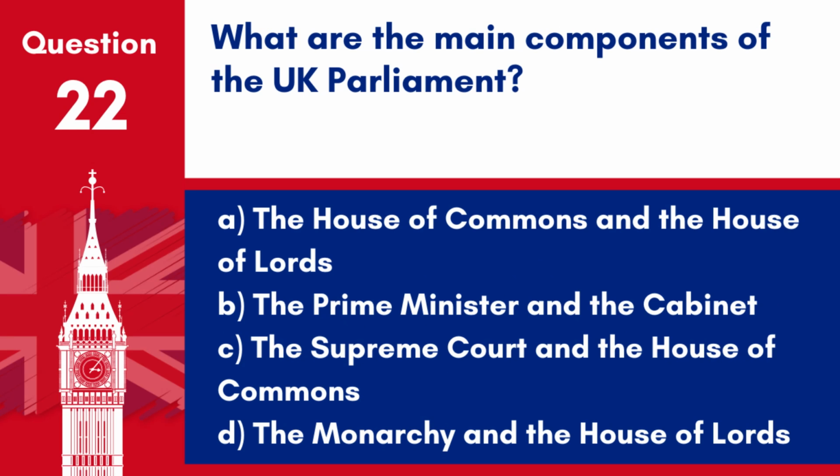Question 22. What are the main components of the UK Parliament? A. The House of Commons and the House of Lords. B. The Prime Minister and the Cabinet. C. The Supreme Court and the House of Commons. D. The Monarchy and the House of Lords. Answer: A. The House of Commons and the House of Lords. These are the two chambers that make up the UK Parliament, along with the monarch in a ceremonial role.